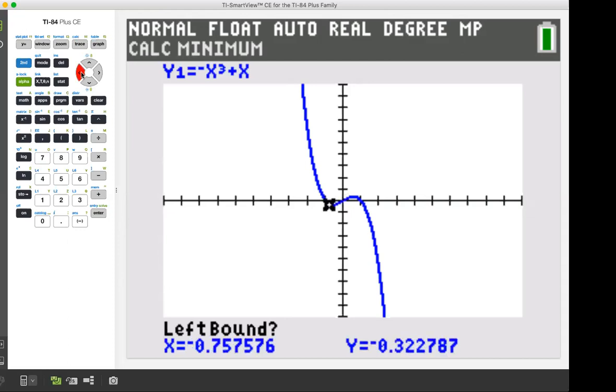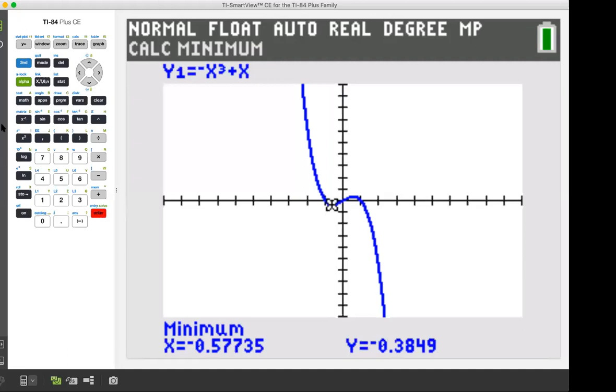So your little blinking cursor needs to be on the left side of the minimum value. So you need to go to where it looks like the lowest point is. Left bound means it needs to be to the left of it. You hit enter. You move your little blinking buddy to the right side of it, and you hit enter. Remember, you do nothing with guess, you just hit enter one more time. And it shows that my minimum value is at negative 0.58 and negative 0.38. We'll use 2 decimal places. So that means the interval stops decreasing at that value, and it turns to an increasing interval.